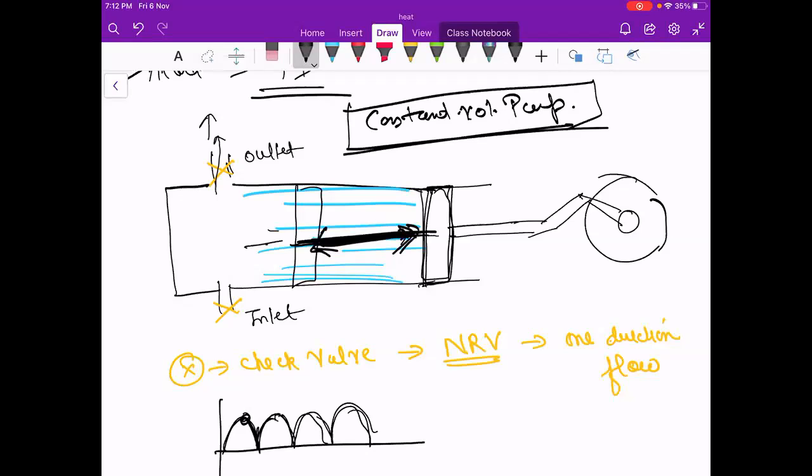You said that the valve controls pressure drop, not flow. Yeah, that valve basically will create an obstruction. Yeah, I will explain.